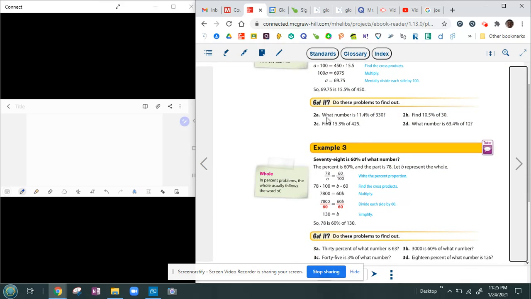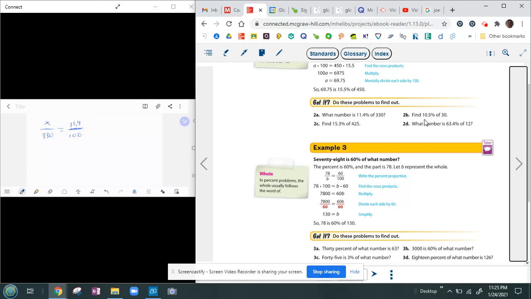All right, we have 2a. What number is? It says what number is, so we know that that's going to go here. We know the 100 always goes there. What number is 11.4%? So 11.4 goes there. We don't put our percent symbol here because it's not written in percent form. It's actually written in fraction form. And the 100 does the job of that percent symbol. Okay, of 330, so the word that follows the of goes at the bottom.